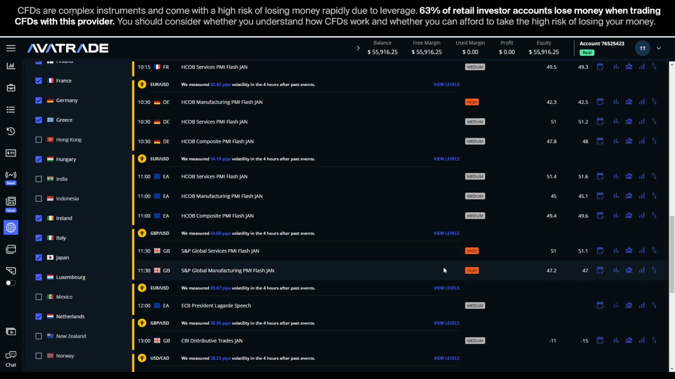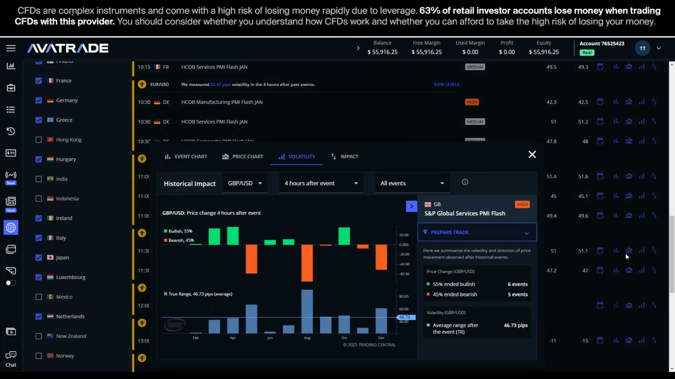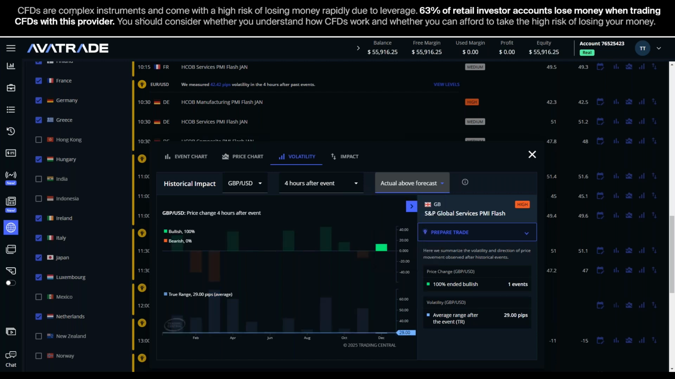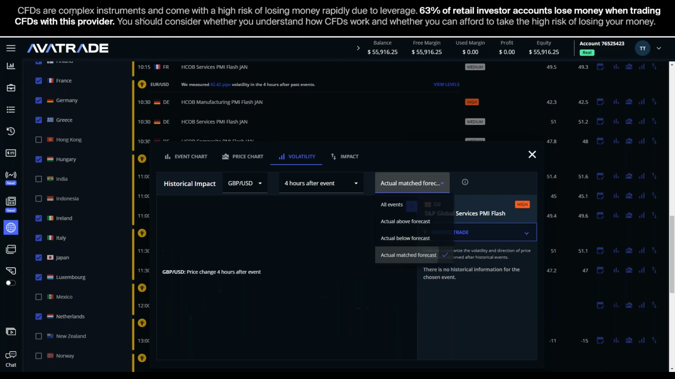So, here's Great Britain. It's a high-level announcement. Services PMI flash, and there's no other announcement at the same time. Okay, there's no other announcement at the same time. So maybe this is one that could have nice predictability. If this comes in with GBP USD as the pairing, looking 4 hours after the event, if this comes in above forecast, it only happened once, it went up. Okay, that's not a lot of data points, but what if it comes in below forecast? Has not happened. I guess most of them came in matching the forecast.